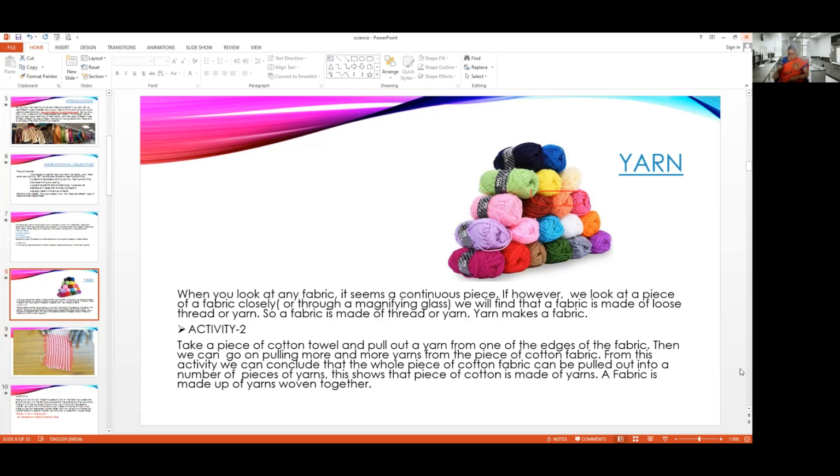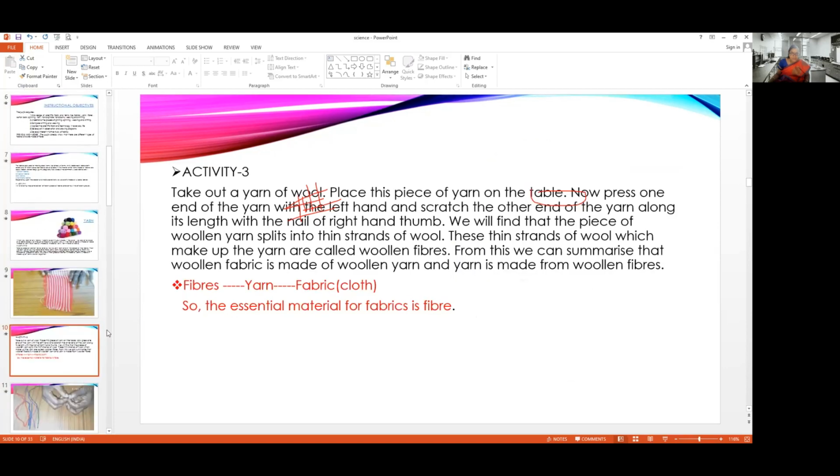See, whatever dress you are wearing, if you look closely, you will see this kind of thread and this kind of thread also. Both the threads you will have. So we will find that the fabric is made of thread or yarn. Yarn makes a fabric. Okay, now next slide.